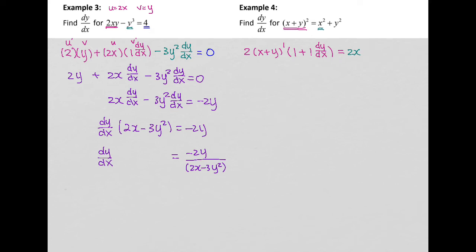Now, let's do the blue one, y squared. So differentiate y squared is 2y. Now I have to do dy over dx. Once again, we need to simplify it. Expand the left-hand side.